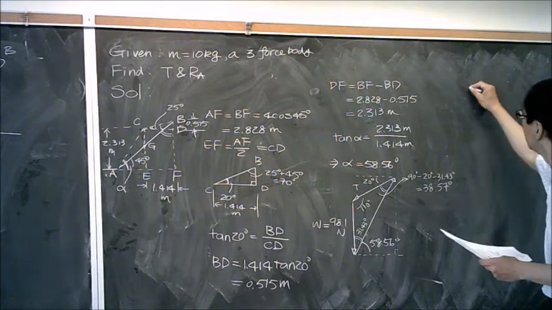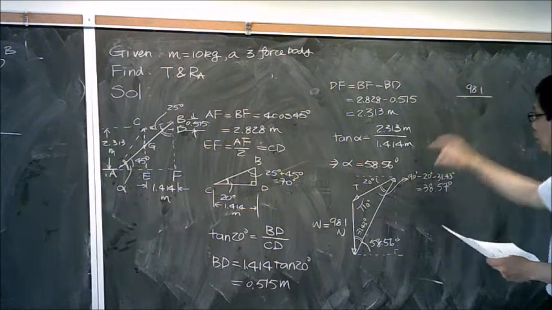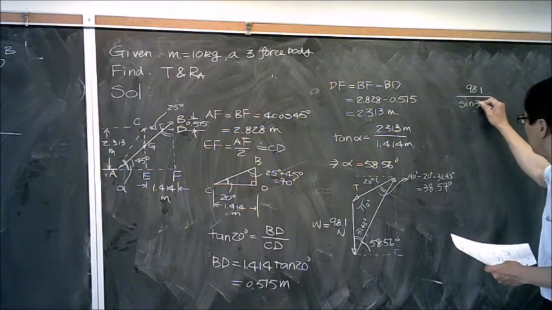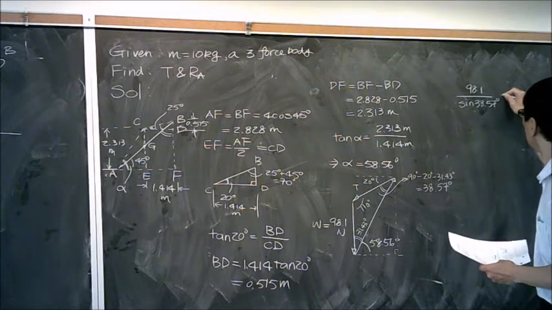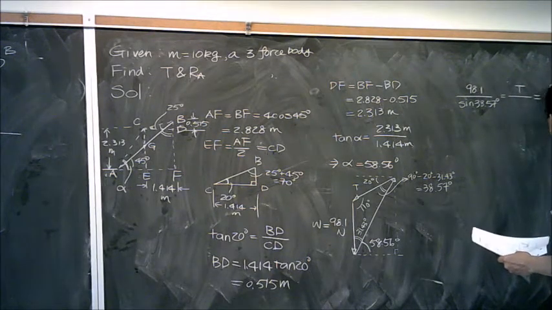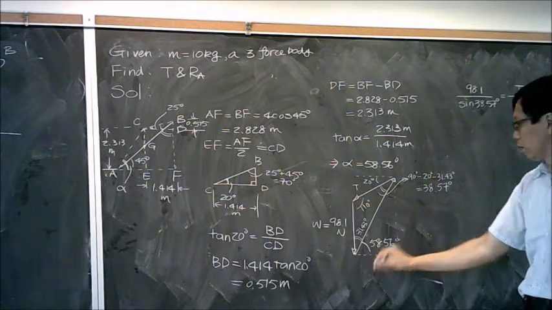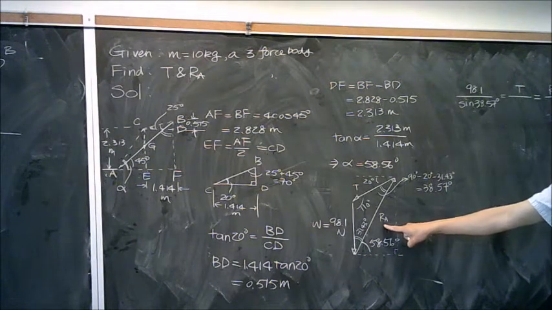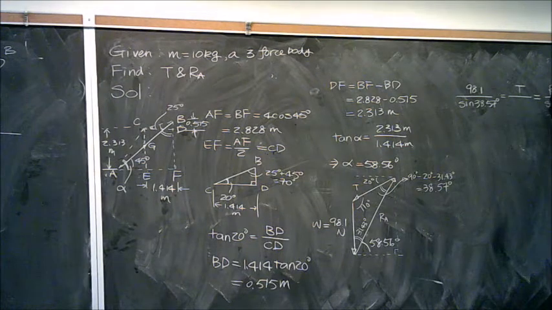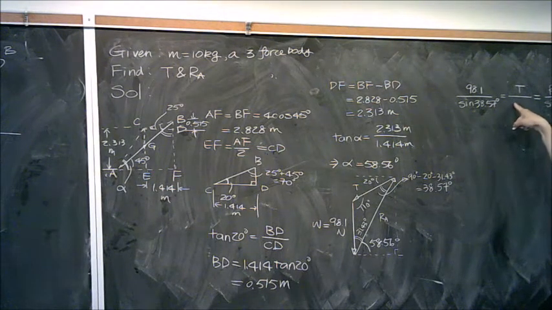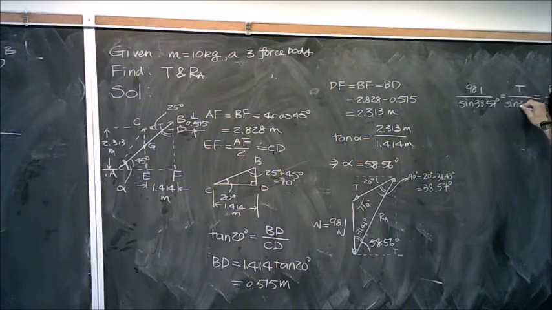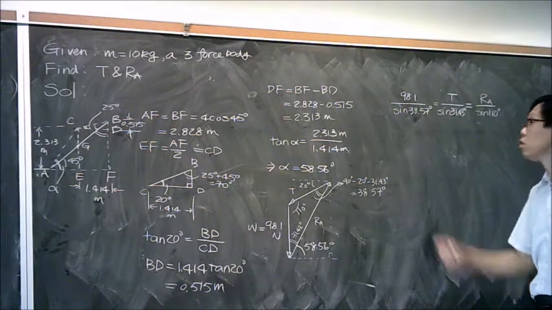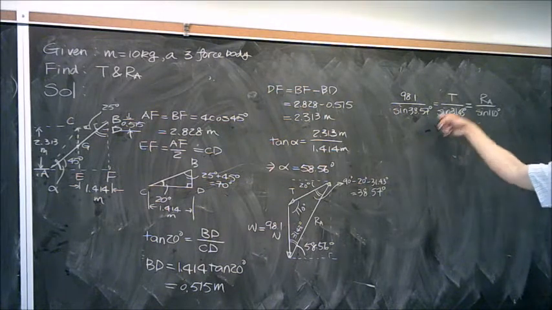When you have the weight, you're going to use 98.1 corresponding to what angle? This one. Sine 38.57 degrees. What is my T? My T is here. My RA is this direction. So the corresponding angle for RA is what? Sine 110 degrees. T is going to be sine 31.43 degrees.